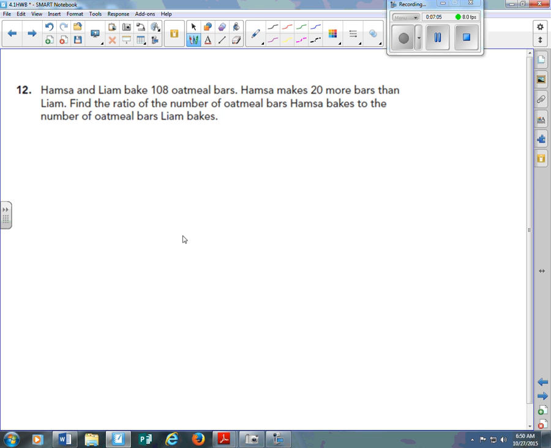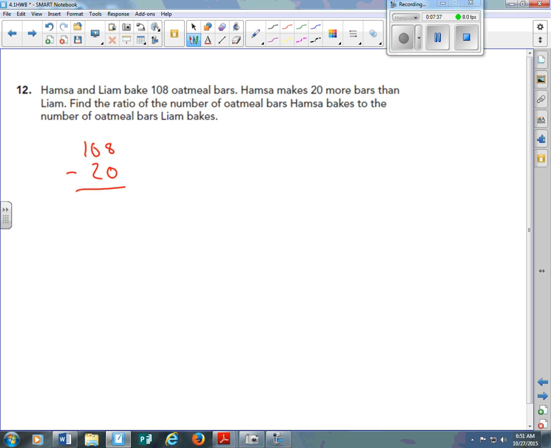Hamza and Leah bake 108 oatmeal bars. Hamza makes 20 more bars than Liam. Find the ratio of the number of oatmeal bars Hamza bakes to the number of oatmeal bars Liam bakes. Okay, this is a little difficult because we know that Hamza bakes 20 more, but we do not know how much each one of them bakes. The easiest way to do this is to get rid of this 20 more. And the way that we would do that is we would take 108 and we would subtract out 20.